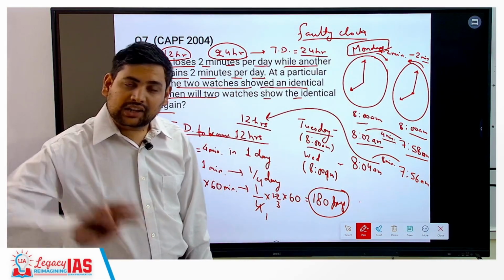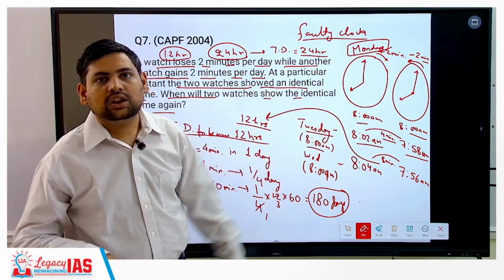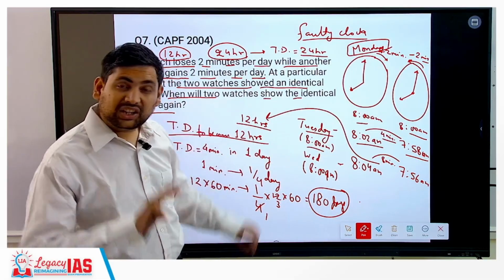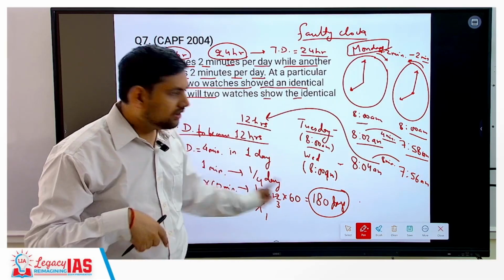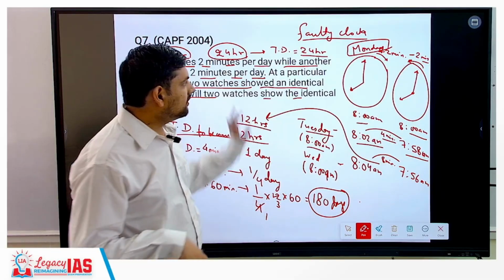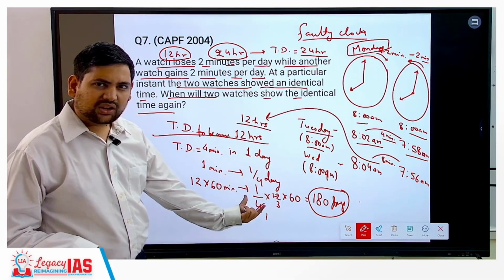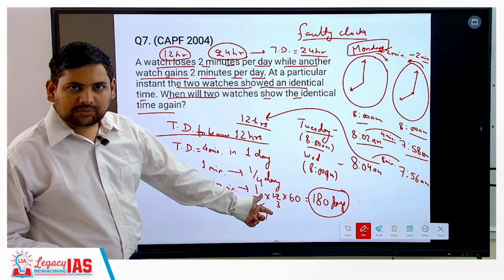Understood? It will take that long. Why? Because the difference that is being created is only 4 minutes per day. Eventually you want to create difference of 12 hours. So it will take 180 days, after which they will start showing the same time. Now if the clock was of 24 hours, then what you will do? Instead of this 12, you will have 24. That means you can simply multiply both sides by 2.